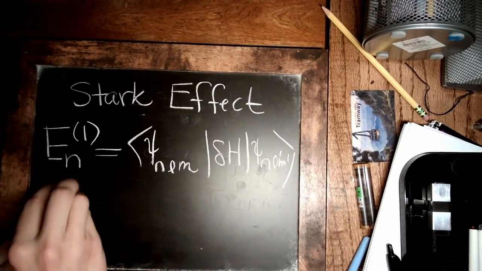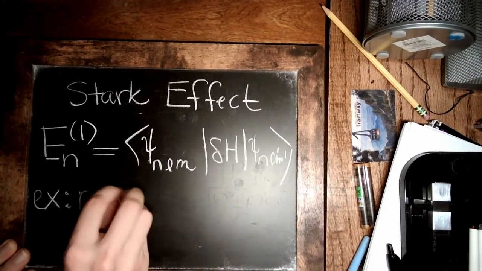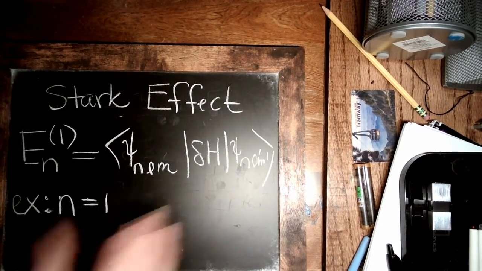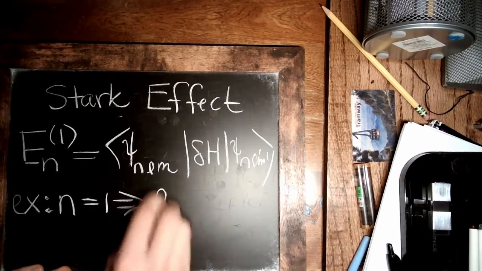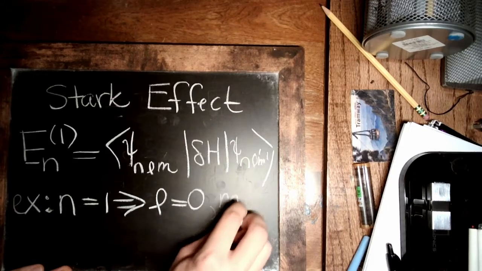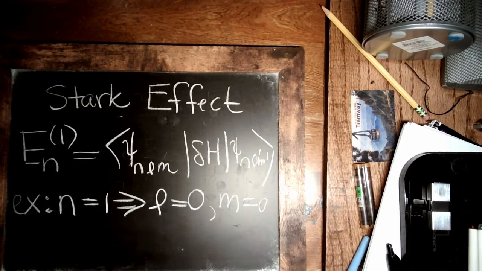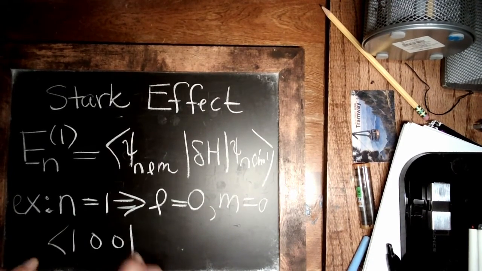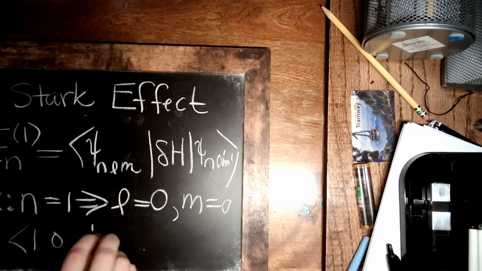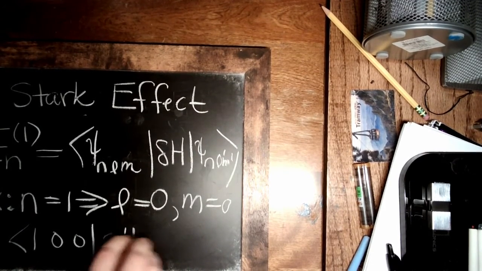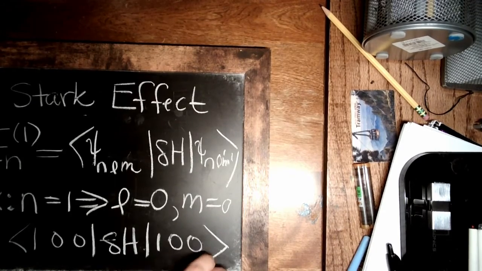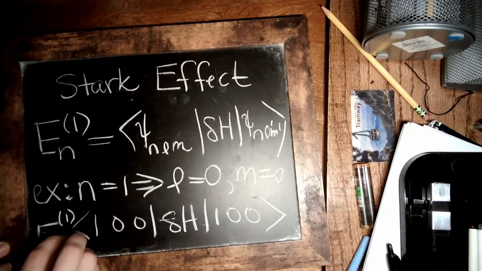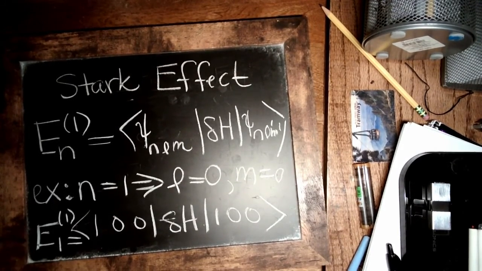So as an example, in the ground state, n equals 1. That is one state. So it wouldn't actually be a matrix. This would just be one number. Because at this state, l has got to be 0, and m has got to be 0. So how we write that down: the bra portion, 1, 0, 0, the perturbed potential, delta H, and then 1, 0, 0. That's just a number. That right there is the first order correction, E1, 1, of the ground state.